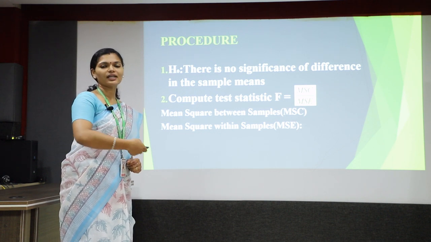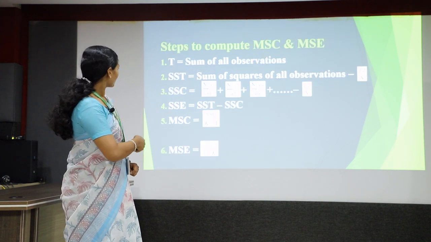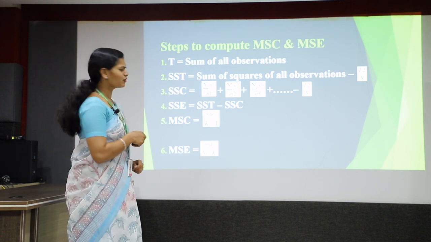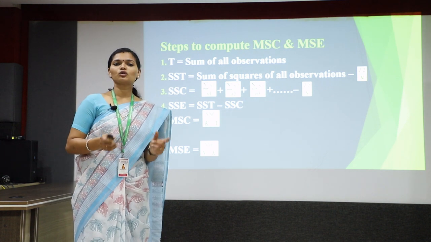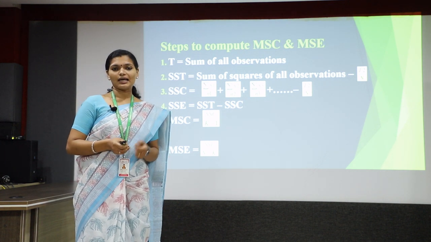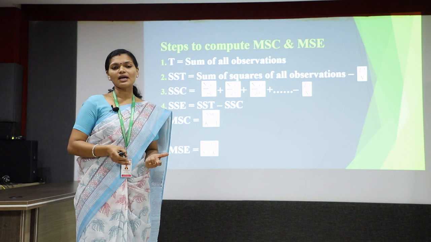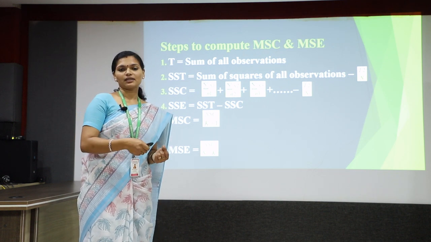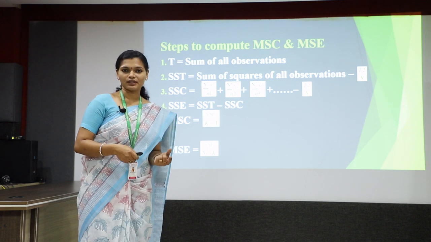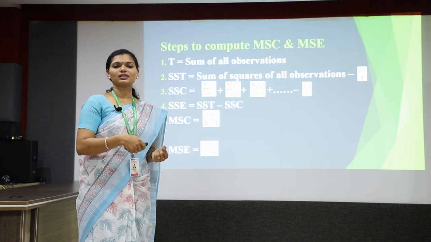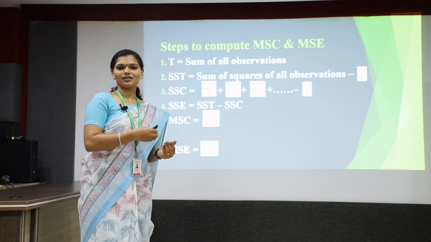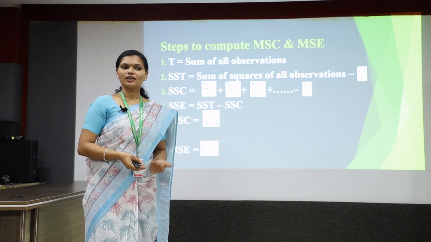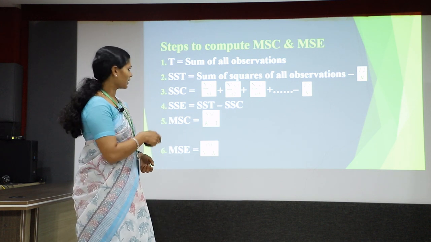For calculating that, we have several steps. That is, I'll introduce you to several terms. First is T. Before that we have N also. N, as you know, is the number of observations, and one more letter K. K is the number of columns. You can count the number of columns, but this K is different in different textbooks. Some people use C for that, and some use K. So here I have taken it as K.